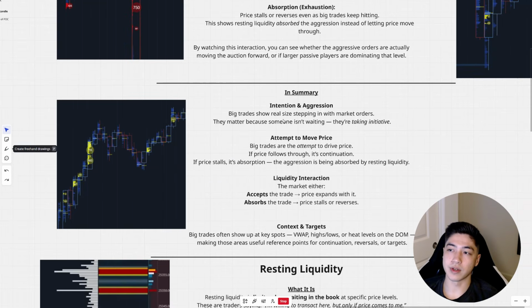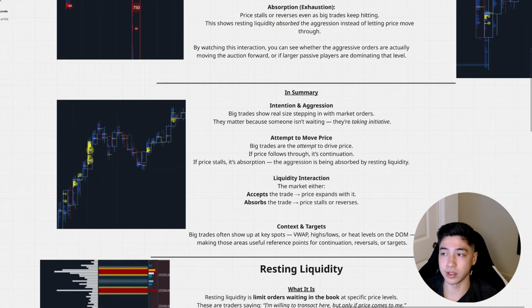So in summary, big trades show real size stepping in with market orders, and they matter because it's basically saying that someone isn't waiting around, they're taking initiative. They're trying to move price. The big trades are an attempt to move price, and if price follows through following that big trade, then we can look for a continuation. If price stalls after that big trade or big trades, it's absorption or potentially exhaustion.